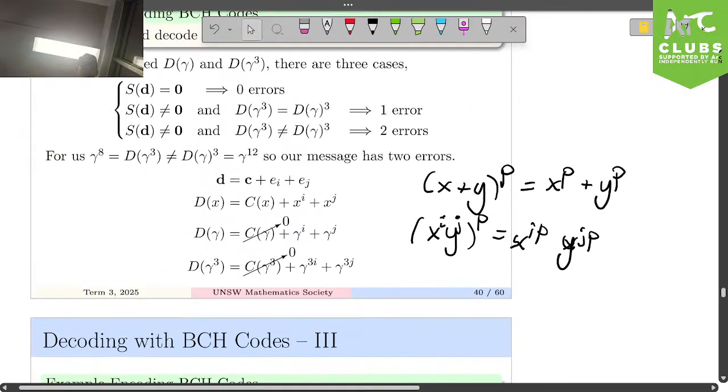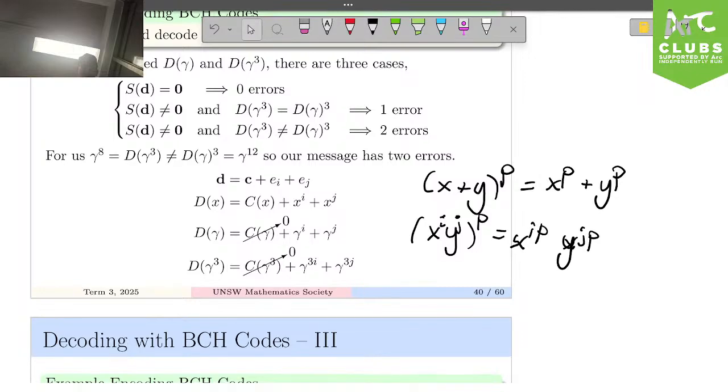Okay, so this is what we have right now. We have d of gamma is equal to gamma to the i plus gamma to the j, and d of gamma cubed is equal to gamma to the 3i plus gamma to the 3j. But we also knew that this was equal to gamma to the 4th, and this was equal to gamma to the 8th. So in principle, we're done, right? If we just tested every i and j, we would find one eventually where we would get gamma to the 4th and gamma to the 8th.